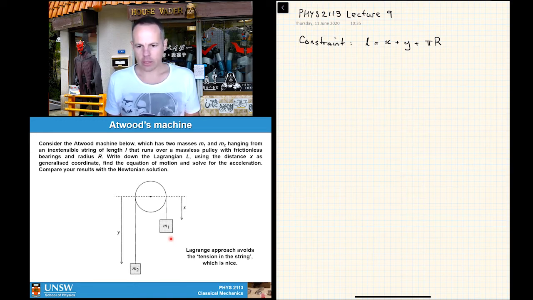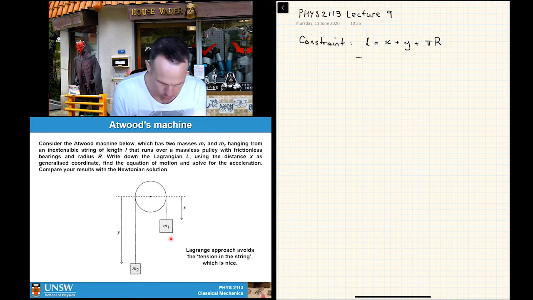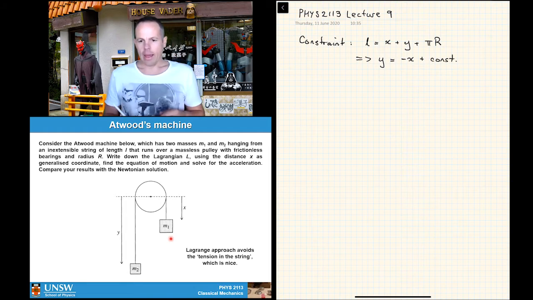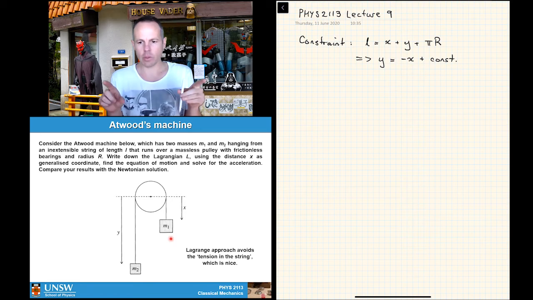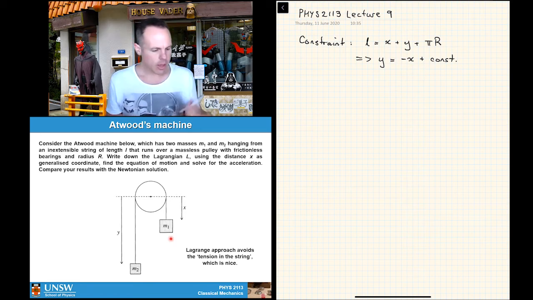And also the radius of the pulley is probably not going to matter here, okay? And so what we can do is write this instead as y is equal to minus x plus a constant. Really what we're doing here is putting a relationship between y and x that takes what would have been two coordinates, y and x, and turns them into one coordinate, which makes sense because we have 1 degree of freedom, okay? So we already spot that we've set this problem up right.